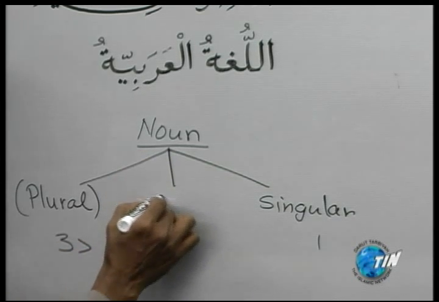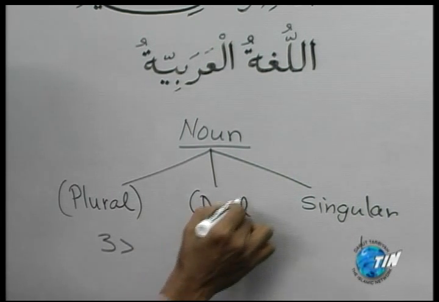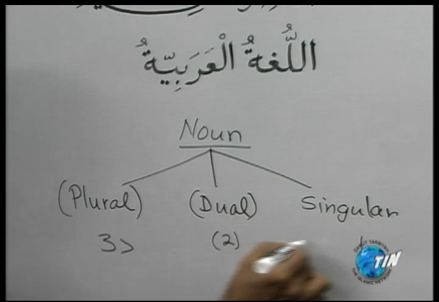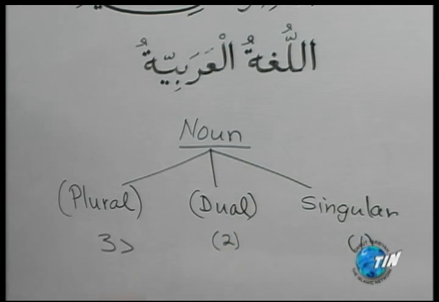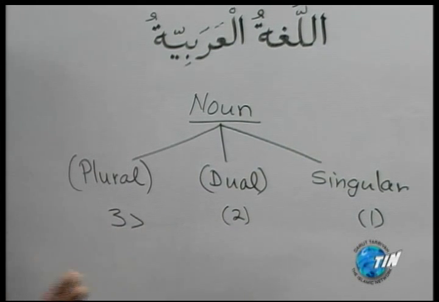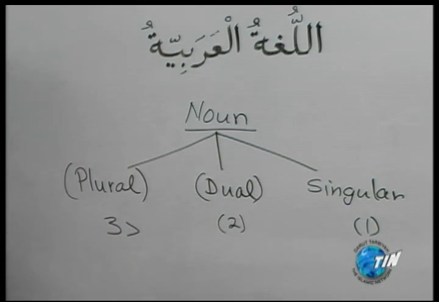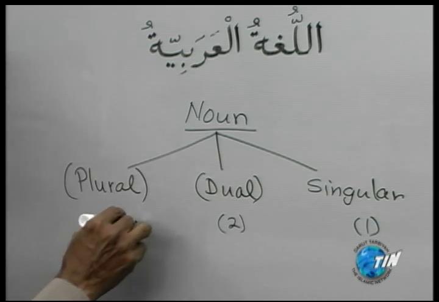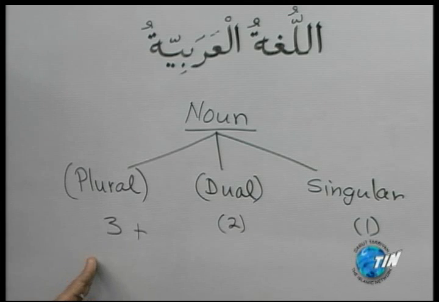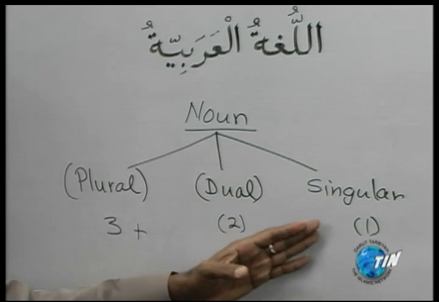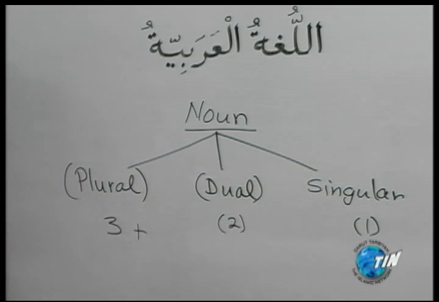And here you have dual. Dual means 2 and only 2. So in the Arabic language, the noun can either be singular, that is only 1, and you have dual. Dual means 2 and only 2. 2 is not considered to be plural. In English language, 2 is plural. As long as it is more than 1, it is plural. In the Arabic language, 2 is only 2. And then we have 3 and more than 3, which will be plural. So it is important for us to know how the noun is in terms of the number.